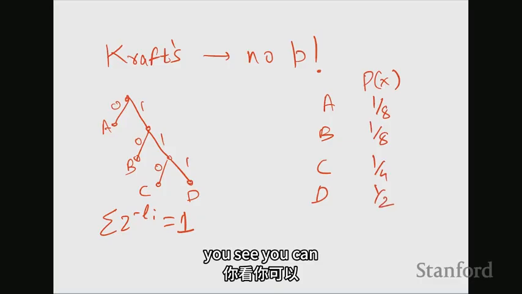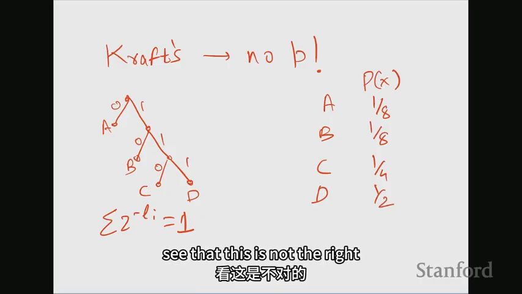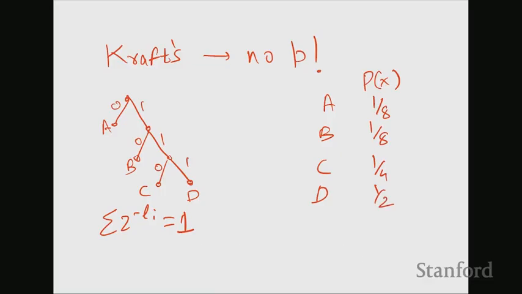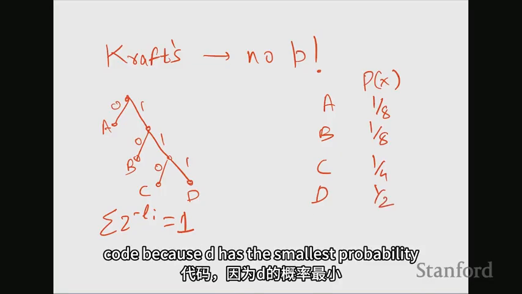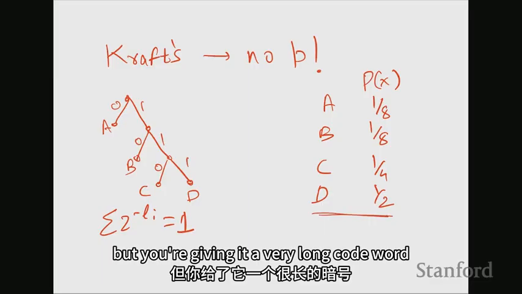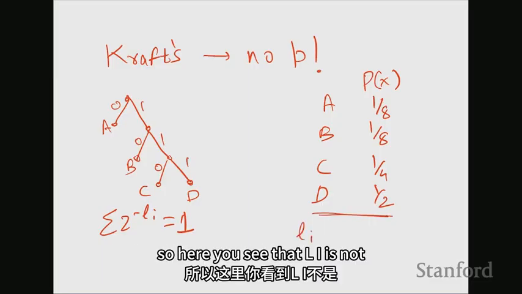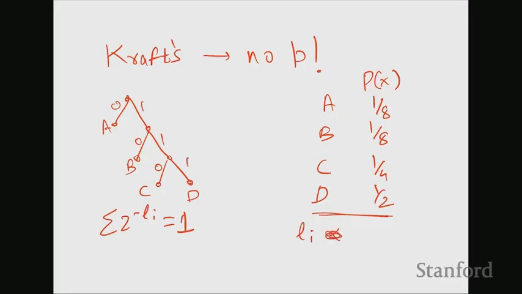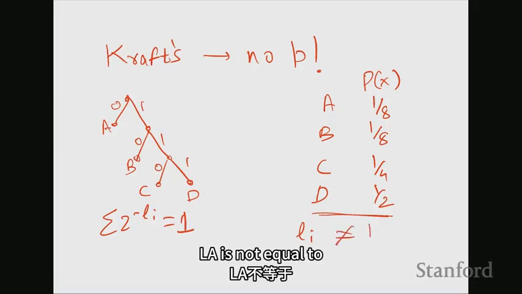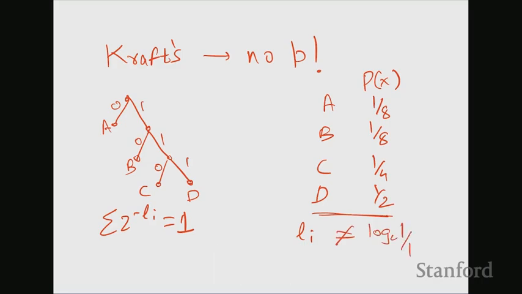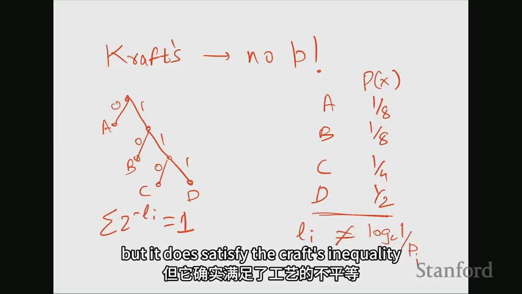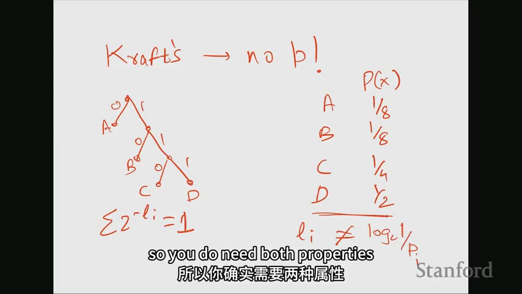You can probably see that this is not the right code, because D has the highest probability, but you are giving it a very long code word. So here you see that Li is not equal to log 1 over pi, but it does satisfy Kraft's inequality. So you do need both properties.